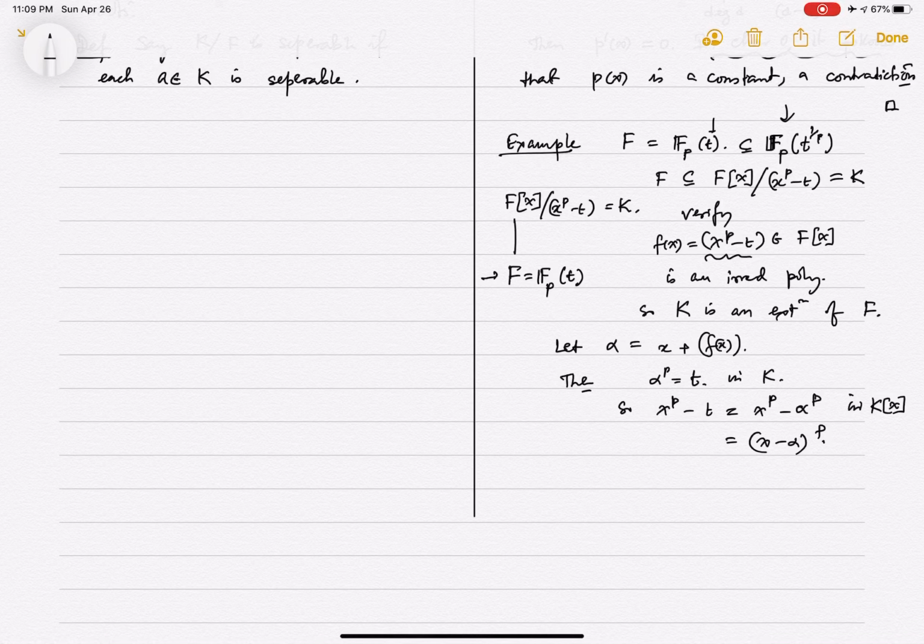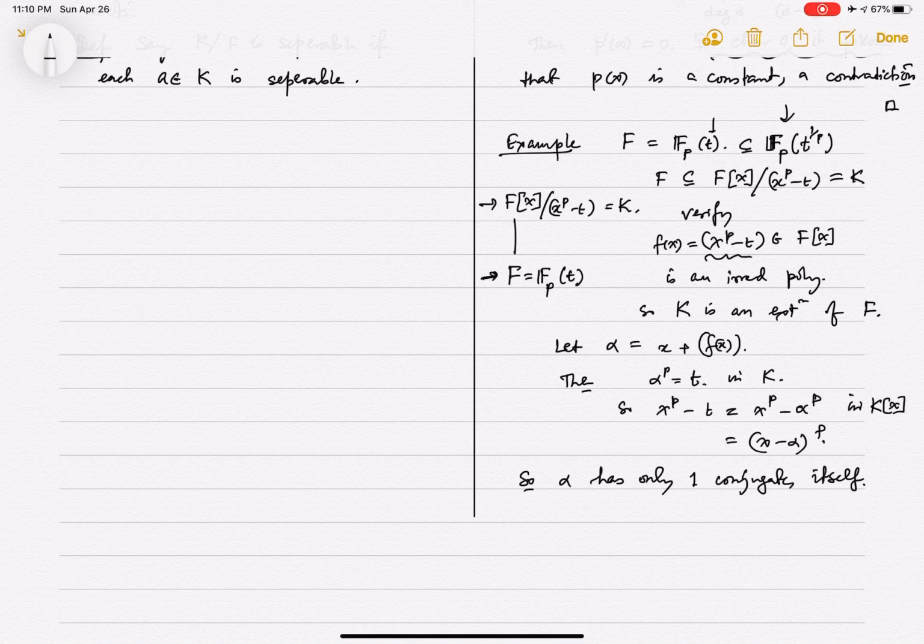And this is what a typical non-separable extension looks like, because they exist only because of this phenomenon, basically. So alpha has only one conjugate, itself. So this polynomial was irreducible down here, but now up here it just becomes a pth power. So all roots are repeated, so there's one distinct root only.